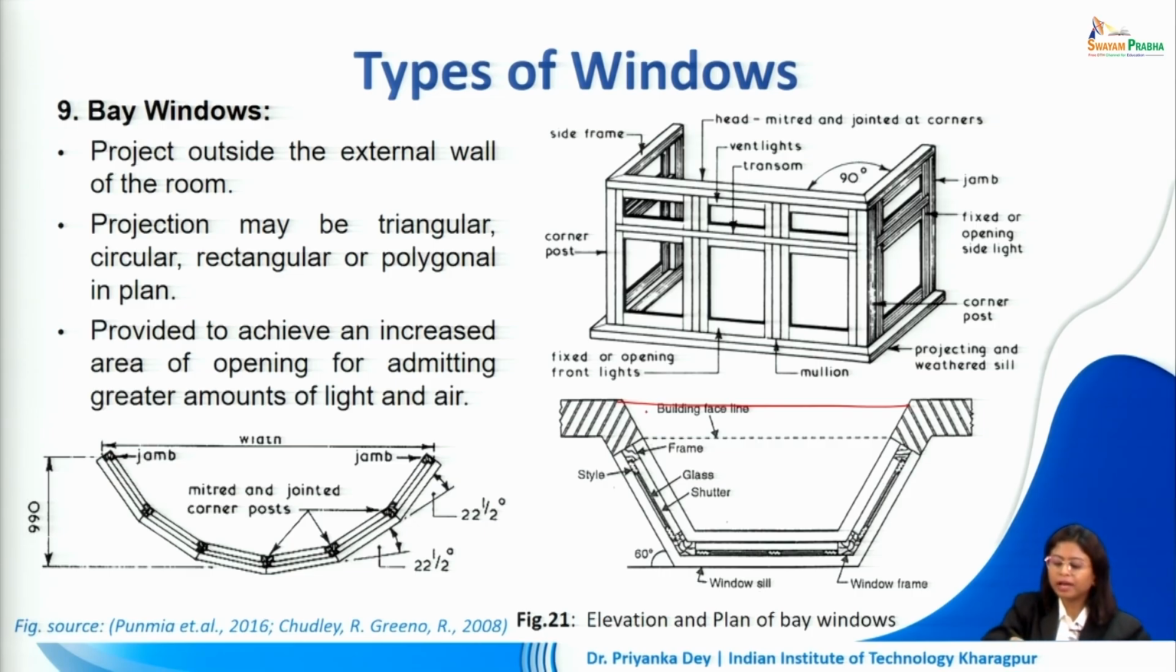So as opposed to having only the opening size which was available to us as per the plan, we are extending this beyond the face of the building and creating a greater opportunity or greater surface area through which we can admit light and air into our spaces.